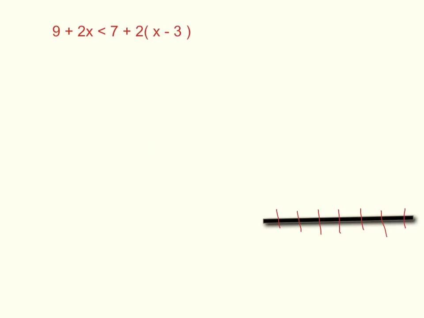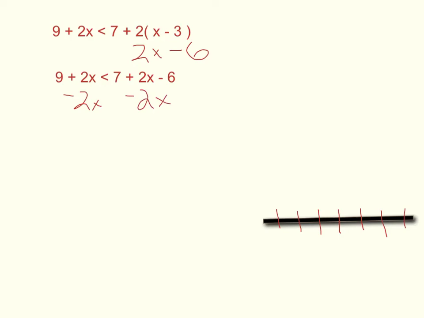So here we have 9 plus 2x is less than 7 plus 2 parenthesis x minus 3 end parenthesis. So what we first do is the distributive property. So we'll find that 2x minus 6 is what we're going to put in there. Next we're going to combine like terms. Notice there's a 2x on this side and a 2x on this side, so we end up with no x's.